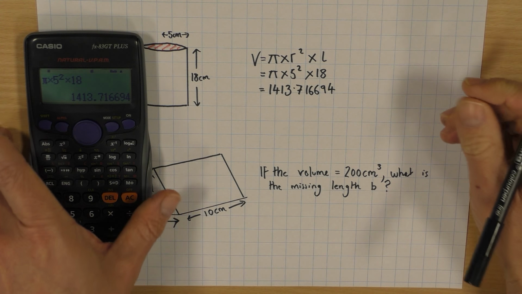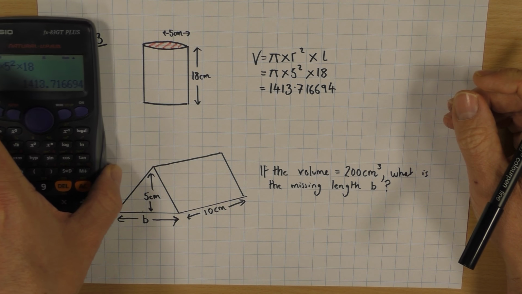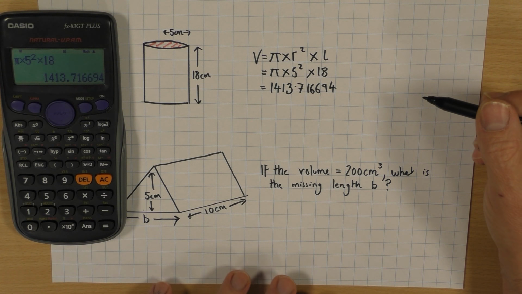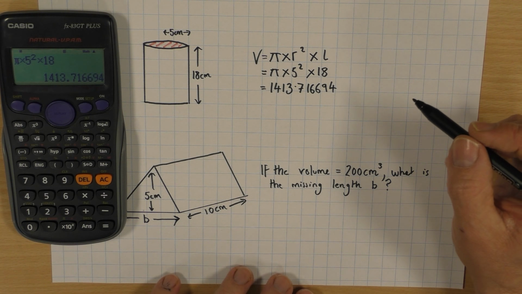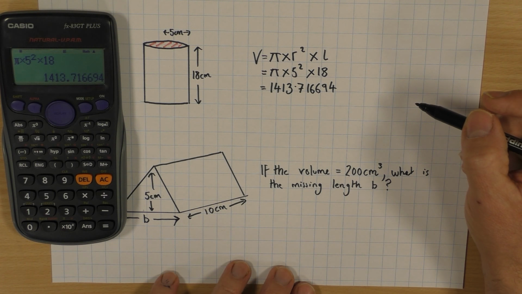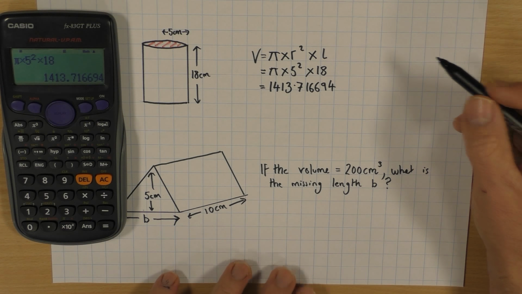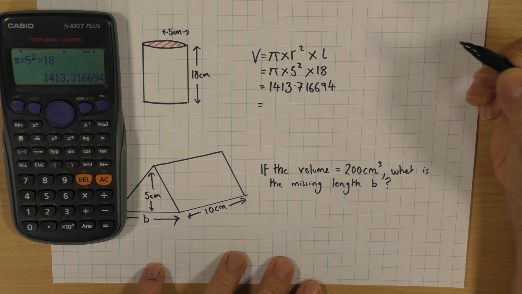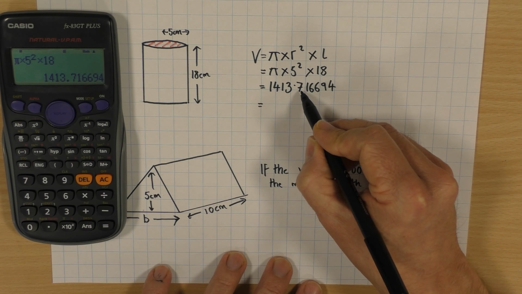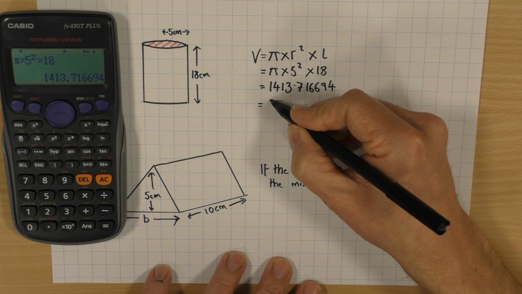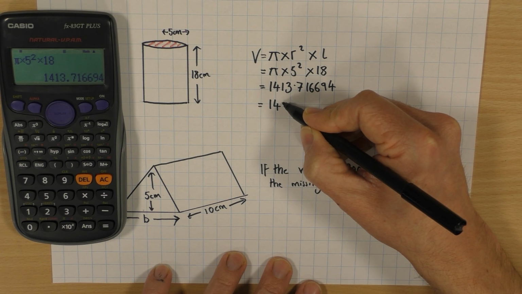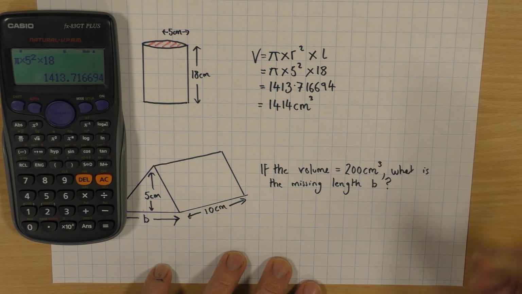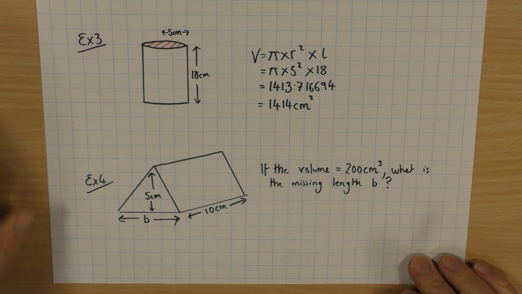Now you'd probably round that number off, of course. It would probably tell you in the question, it might say 1 significant figure, 2 significant figures, 1 decimal place. If it doesn't say, it doesn't really matter, but just make sure you don't round it off incorrectly. So if I was going to the nearest whole number, or the nearest centimetre cubed, it wouldn't be 1,413. The 7 would round the 3 up, so it would be 1,414 centimetre cubed to the nearest whole number.